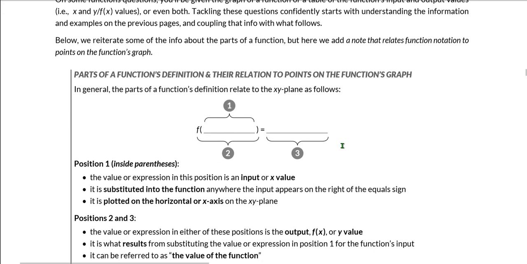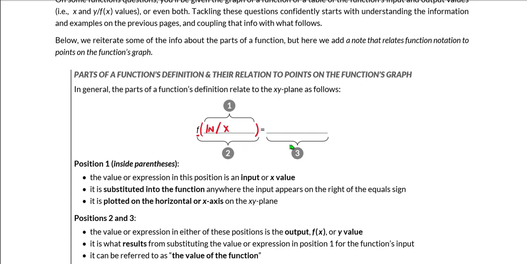But obviously what we will add here is a bunch of notes that relate function notation to points on a function's graph. So again, this should just be a little bit of a review here, parts of a function's definition and the relation to points on the function's graph. So we have, again, the function name. Remember that we have in parentheses over here on the left-hand side of the equal sign, we have our input or our x value. That's the item, the value, the variable that will go into the function.